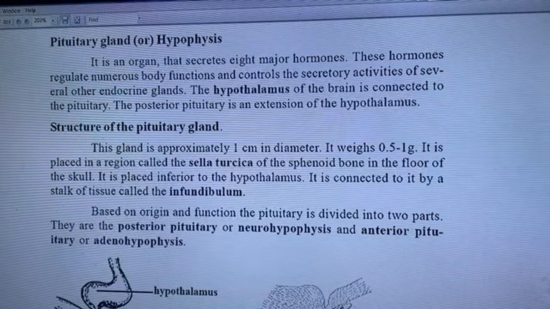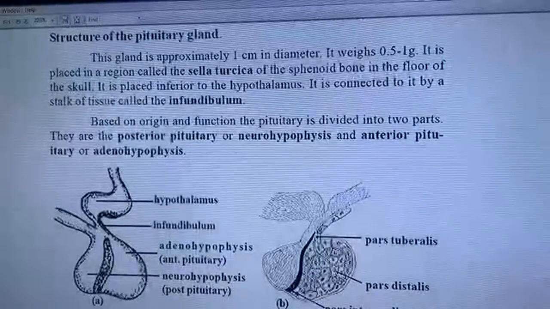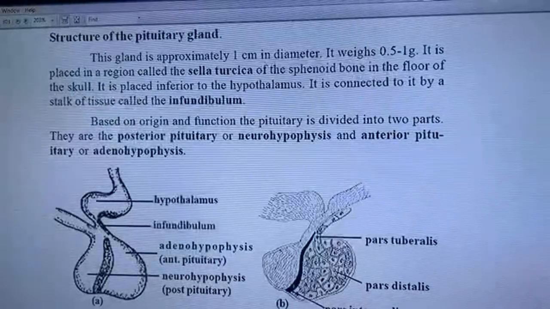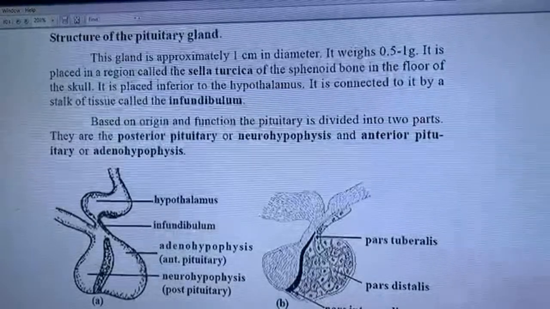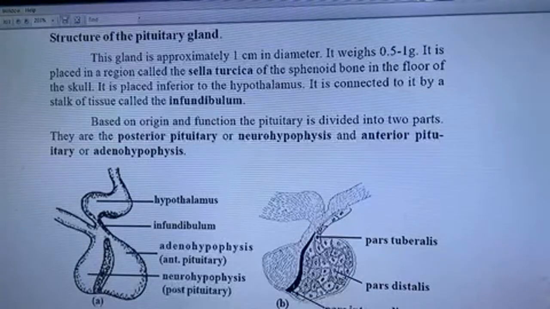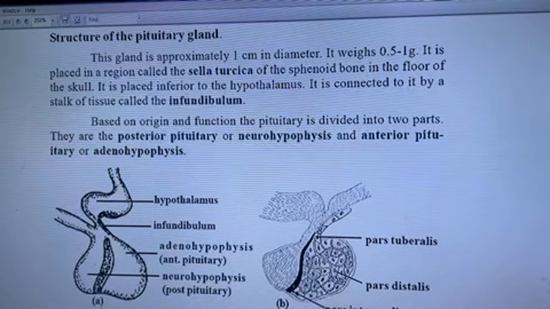Structure of the pituitary gland. This gland is approximately 1 centimeter in diameter. It weighs 0.5 to 1 gram. It is placed in a region called the sella turcica of the sphenoid bone in the floor of the skull. It is placed inferior to the hypothalamus. It is connected to it by a stalk of tissue called the infundibulum.